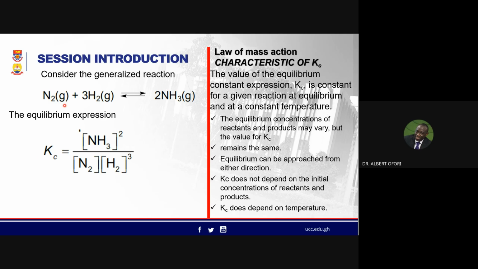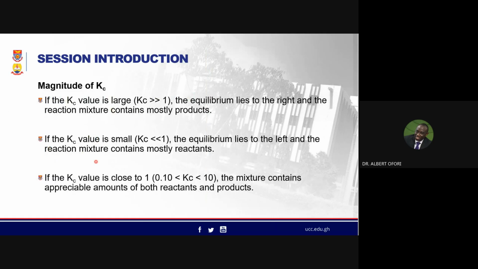However, if we calculate and it's almost like 1, meaning the concentration of the product is the same as the reactant, that's why we get 1. Then what it means is that it's a mixture. Both the reactants and the products are appreciated. They are both kind of favored. It can go here, it can go here, so it stands in the middle. I hope we remember that. Okay, so please keep this in mind.